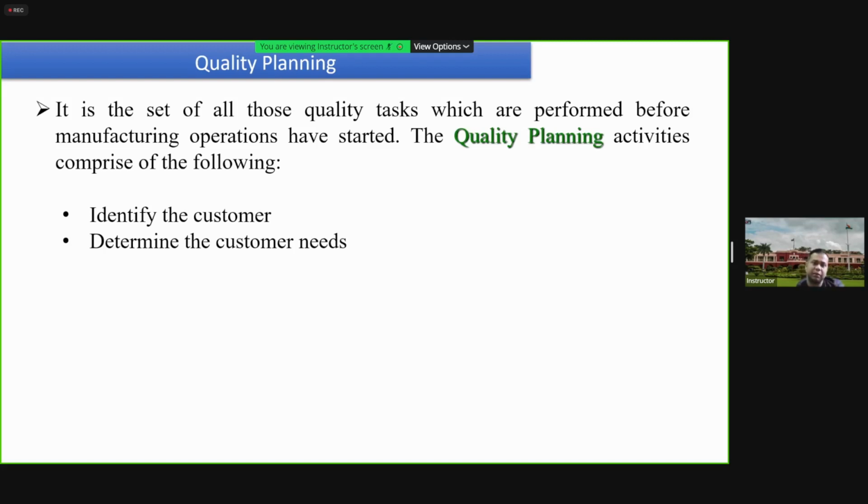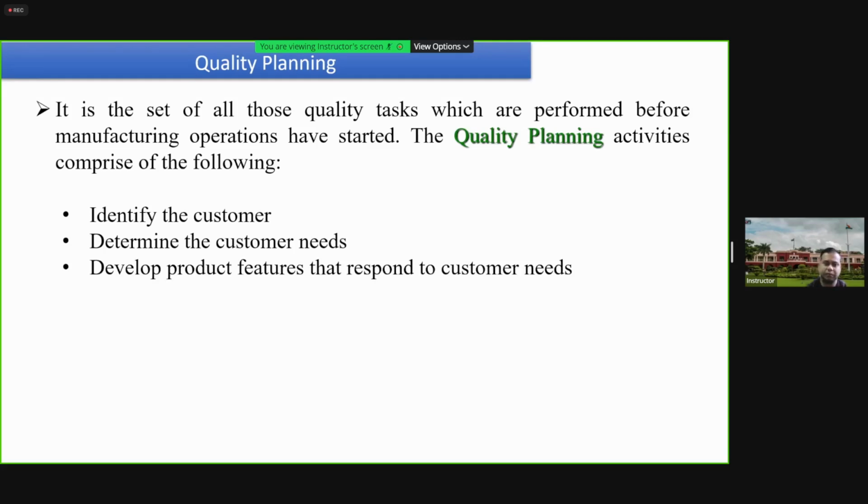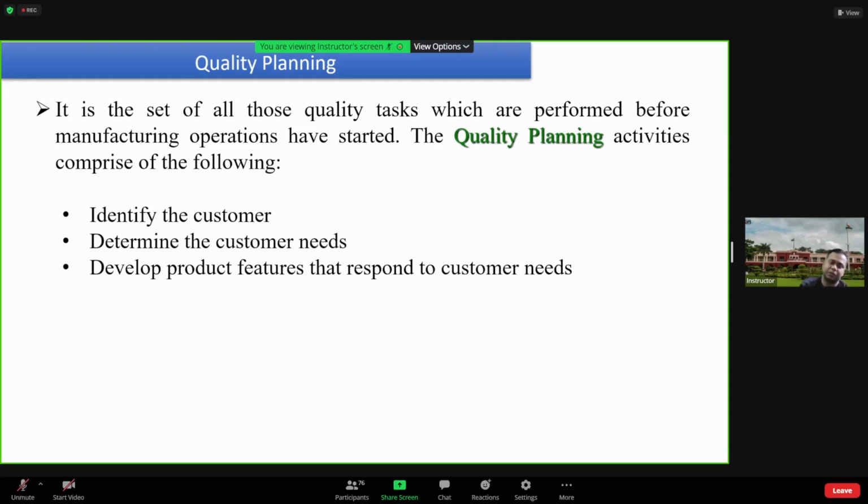So in many ways companies and organizations are using many different ways to identify or determine the needs of the customer. Once the needs of the customers are determined, the third step in the quality planning phase is to develop the product features that respond to customer needs.